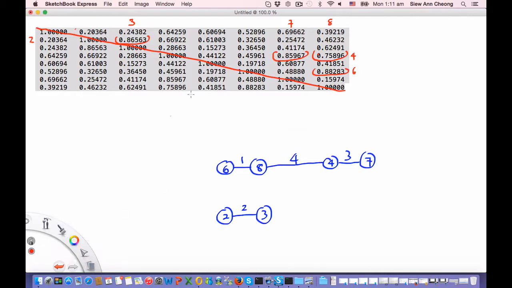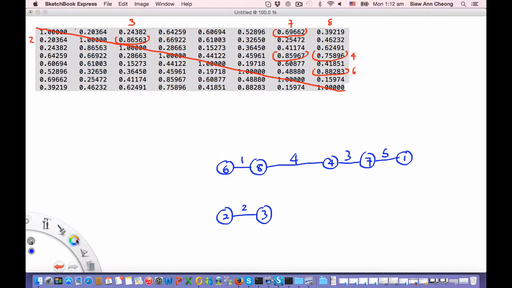Now we continue to look for the next largest. No more 0.7, how about 0.6? There is a 0.64, 0.669, 0.60, 0.61, 0.69, 0.60, 0.62. So this is the next largest. It is between 1 and 7. Now 1 has not been added yet, so it is easy to just draw a 1 here and connect it. This is the fifth link to be added. There are altogether 8 nodes, and only number 5 is missing.